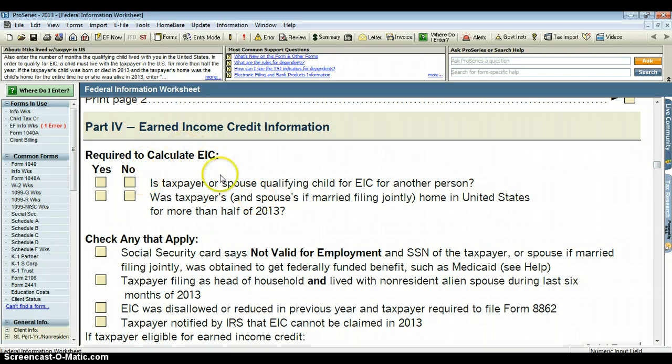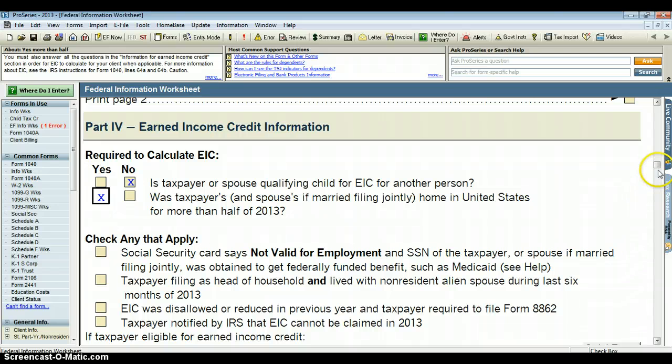Now, to help calculate the earned income credit, we got to make sure that we fill out these boxes right here correctly. Is taxpayer or spouse qualifying child for earned income credit for another person? No, all that means is can somebody else claim that child on their tax returns, and that's a no, because we want this particular taxpayer to get the credit. Was taxpayer's home in the United States for more than half of 2013? Yes, they live in the United States.